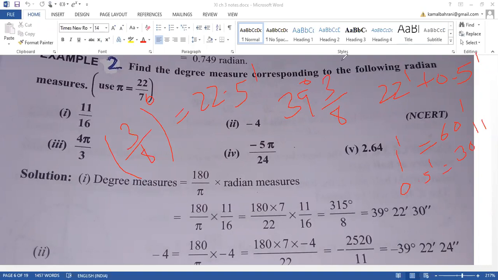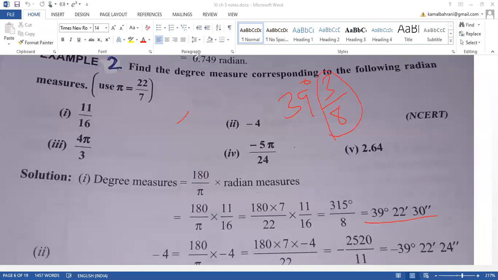So what will you get as the answer? Wait a minute, I will tell you. The answer will be 39 degree, 22 minutes and 30 seconds. Clear? This will be your answer. We converted 3 by 8 degree, which came out to be 22.5 minutes, and then we converted that. So we got 22 minutes plus 0.5 minutes, which is equal to 30 seconds. Is this clear? This is an important thing which you should know. I think this must be clear to you all. If it is not clear, please ask.